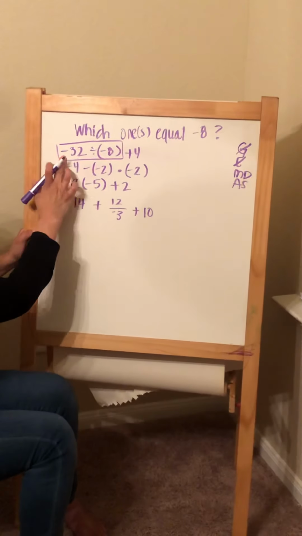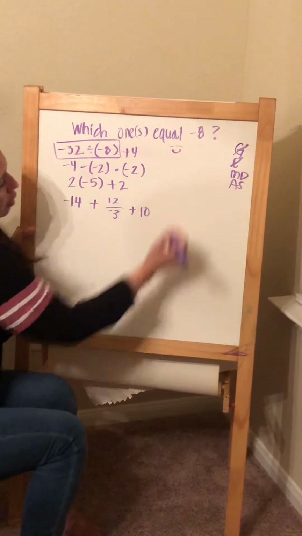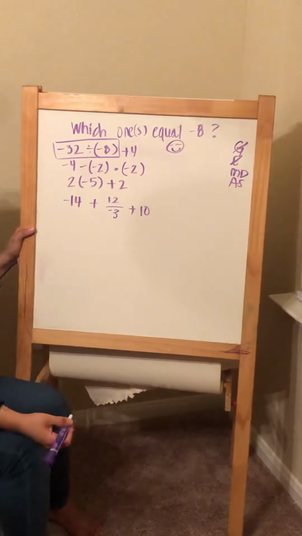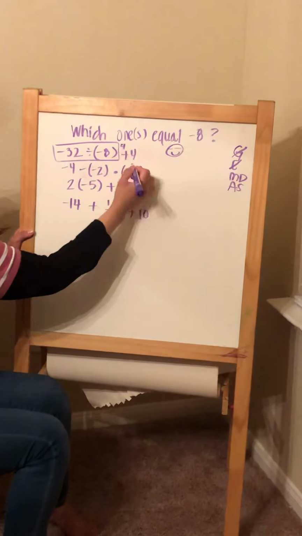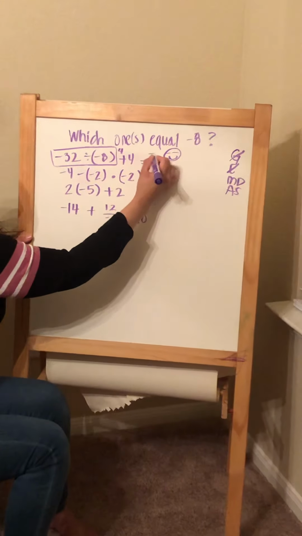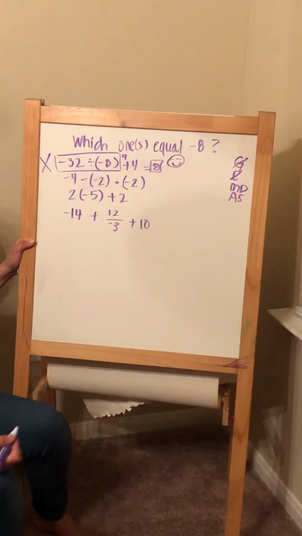So you've got -32 divided by -8. You've learned that if you've got a negative divided by a negative, you're going to have a positive answer. So this is +4 plus 4. This is equal to 8. We're looking for -8, so this is wrong.